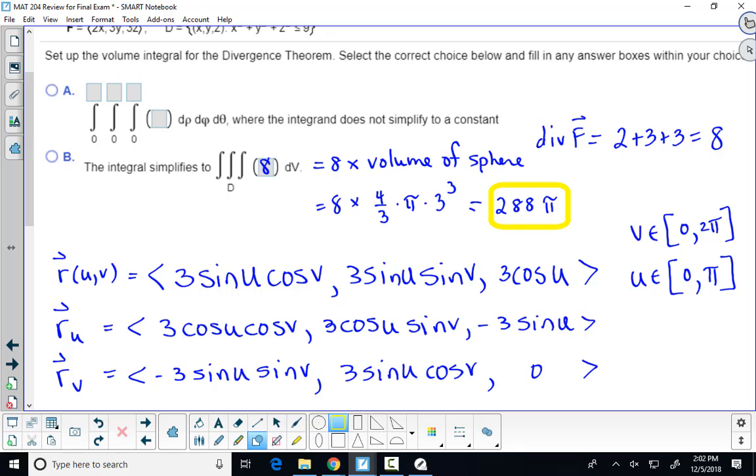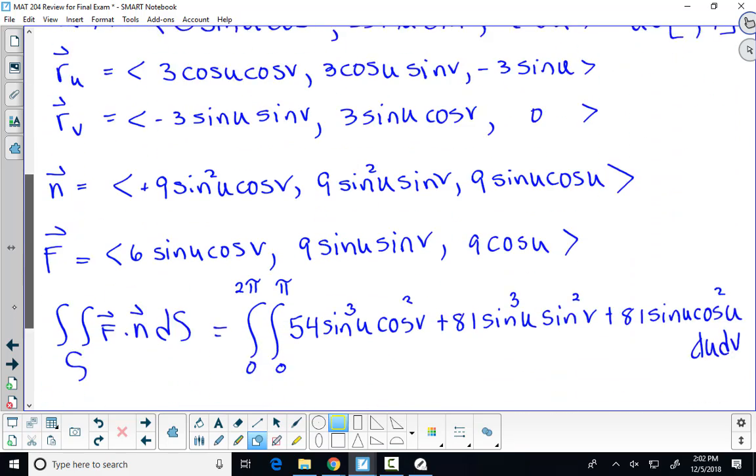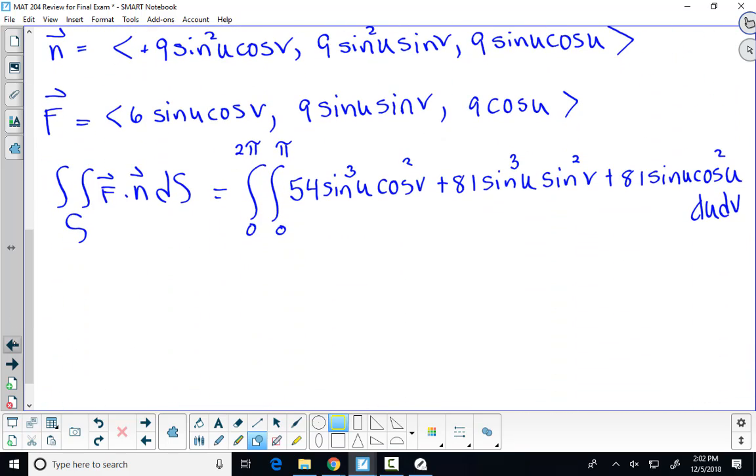That's the answer for the triple? Yes. What's the function for the triple then? The 8, which is the divergence of the vector field. Oh, duh, there are two options. Yeah, so that's the easy side. And then this is the hard side, so we won't continue on here, but you'll end up with the same answer. And I won't give you a sine cubed.